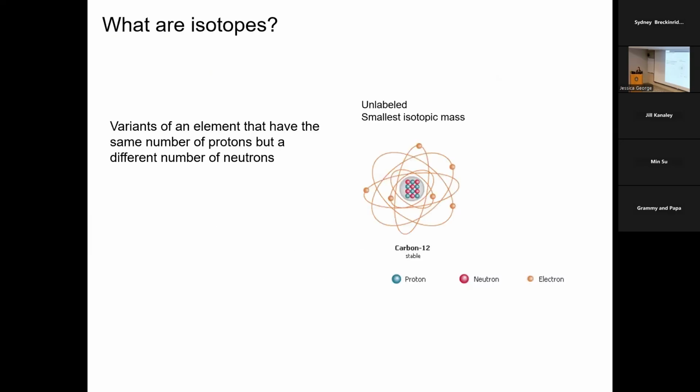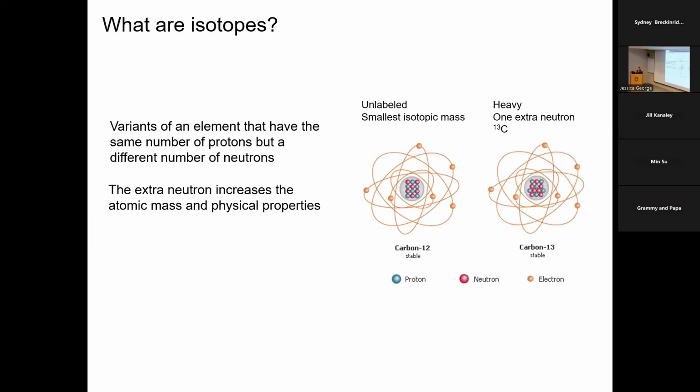So what are isotopes? Isotopes are variants of an element that have the same number of protons, but a different number of neutrons. So here on the right, we have the atomic structure of carbon. And in the nucleus, you can see the protons in blue, the neutrons in red, and the electrons in orange in the outer rings. The atomic mass of carbon is 12, and we refer to this as unlabeled. This is the smallest isotopic mass for the element.